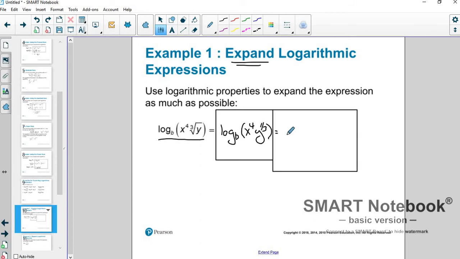Okay, and then now what do I do? Now I can do the product rule. Okay, so I do log base b of x to the 4th plus log base b of y to the 1/3. And then after that, I'm going to apply the power rule. I'm going to bring my 4 down. 4 log base b of x plus 1/3 log base b of y. And that is fully expanded. No products, no quotients, no powers other than 1.